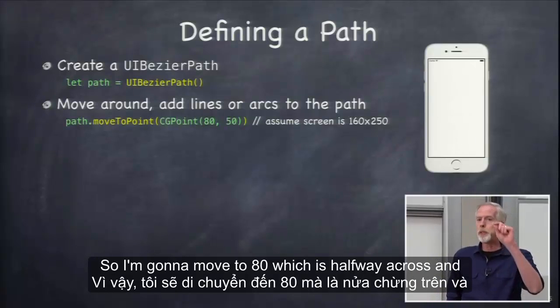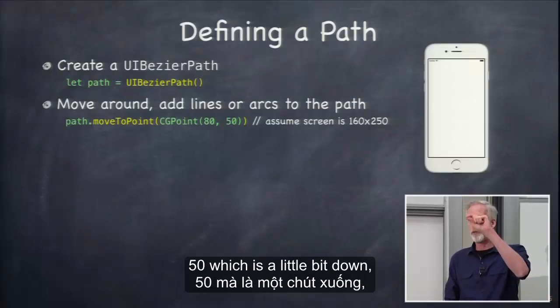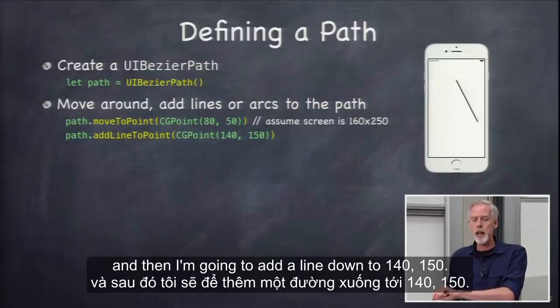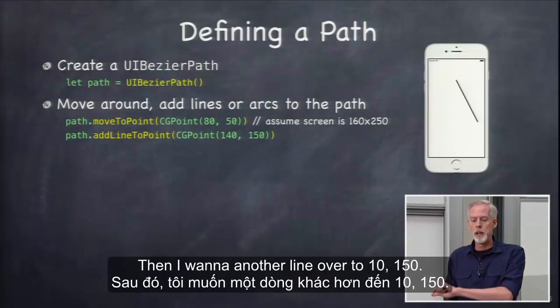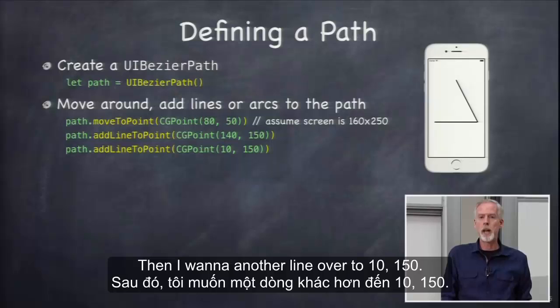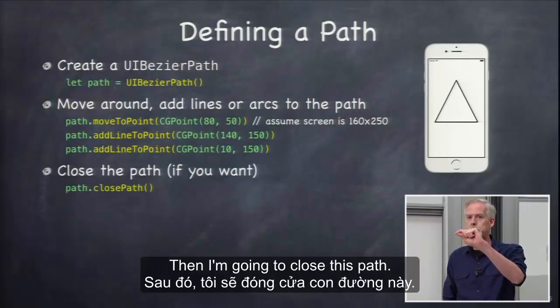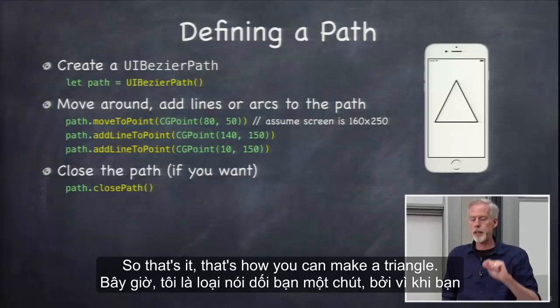So I'm going to move to 80, which is halfway across, and 50, which is a little bit down. And then I'm going to add a line down to 140, 150. Then I'm going to add another line over to 10, 150. Then I'm going to close this path. Okay? So that's it. That's how you can make a triangle.